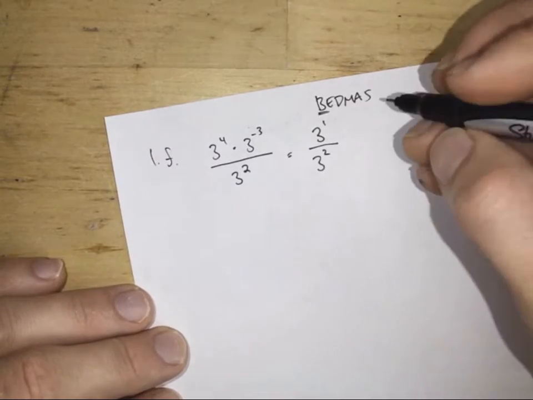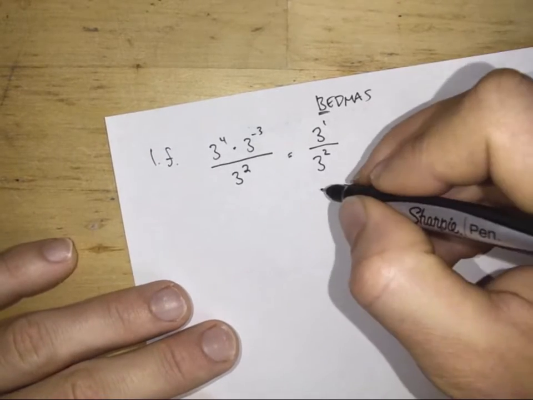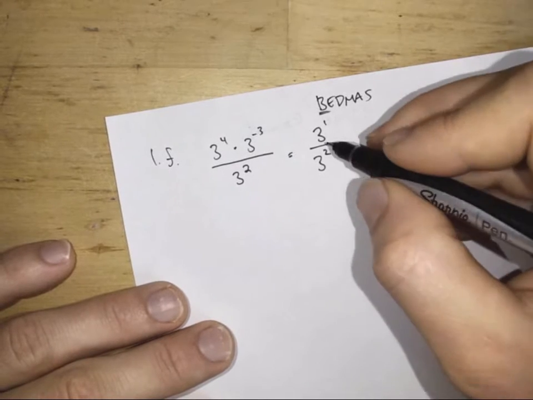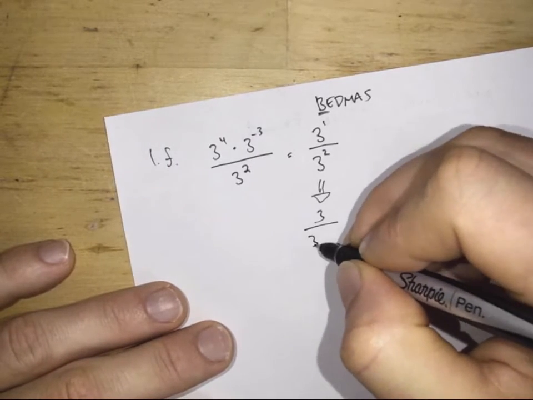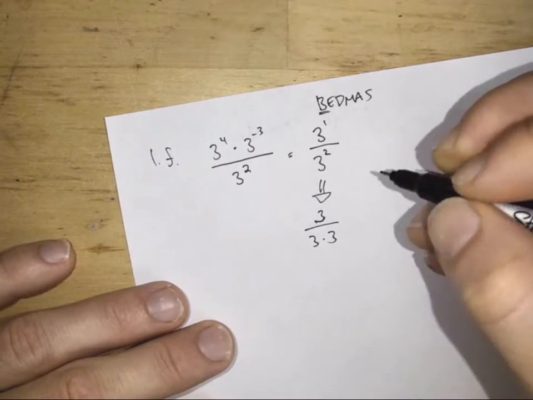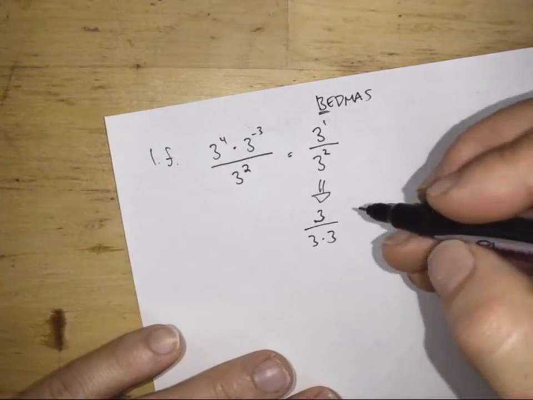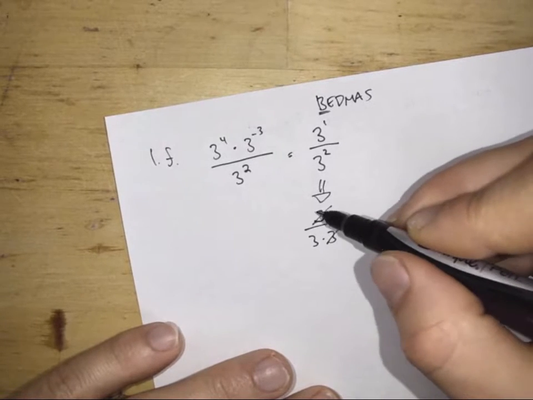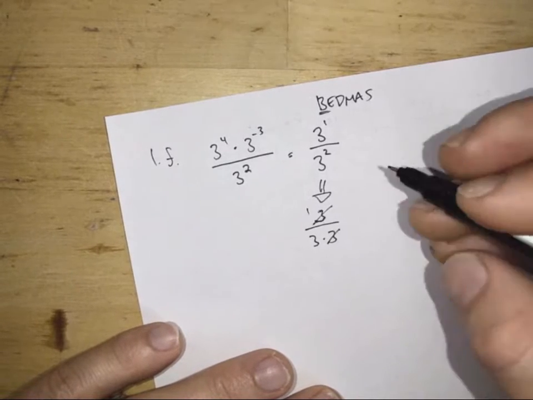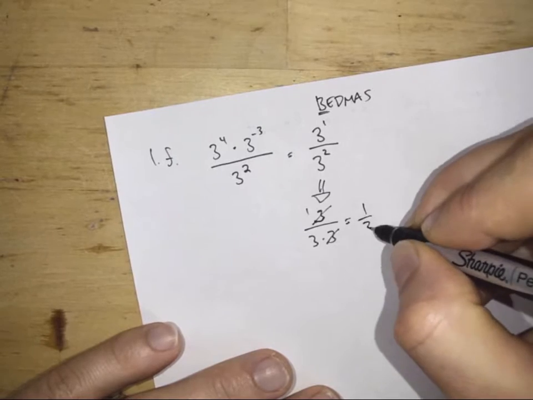Okay, I'm going to look at a couple different ways to investigate this. One is to recognize that what this really means is 3 over 3 times 3. This is an example where rewriting this as an expansion makes our work a little easier. I can cross out these 3s on the top and bottom. That, of course, leaves me with a 1 on top. So I could say it's 1/3.